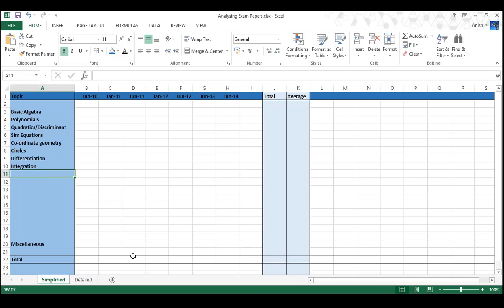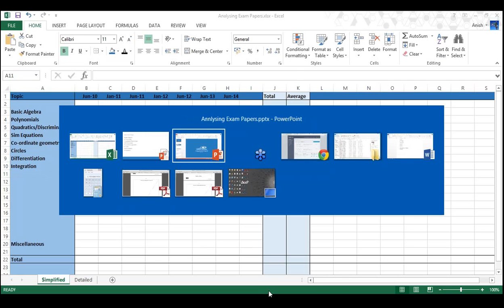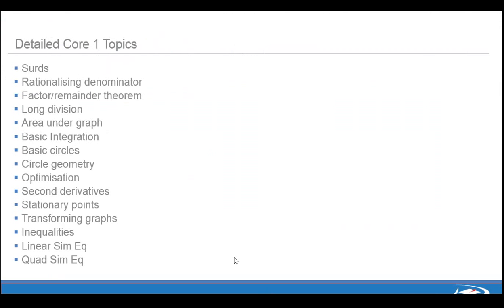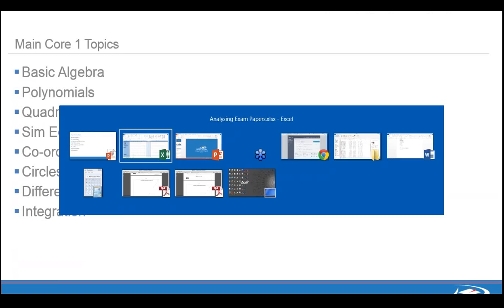This is the simplified version, and then there's also a detailed version. In the detailed version, I've split it up into smaller topics. So instead of just basic algebra and things like that, I've got factor remainder theorem, long division, linear simultaneous equations, quadratic simultaneous equations, optimization, second derivatives, stationary points, and normal differentiation as well. We'll probably add in a few more, but we're going to stick to this for the time being.